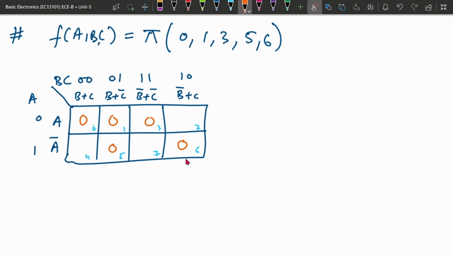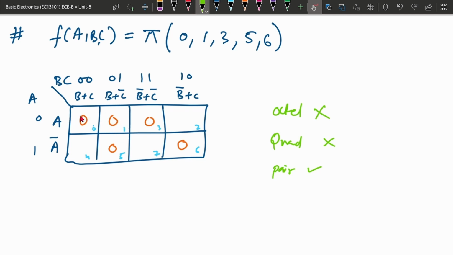Okay, so I hope you have got the point. Now we need to make the pairing. So first of all we will look for an octet. There is no octet. Now we will be looking for a quad. There is no possibility of a quad also. Now we will start with pairing. So we should be making the pairing so that all the zeros can be considered.